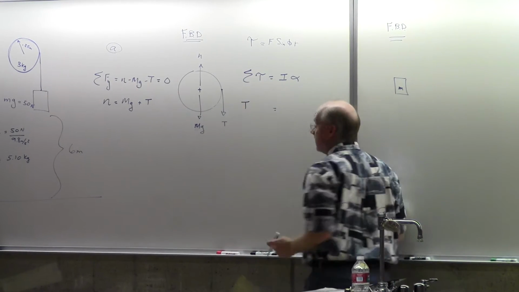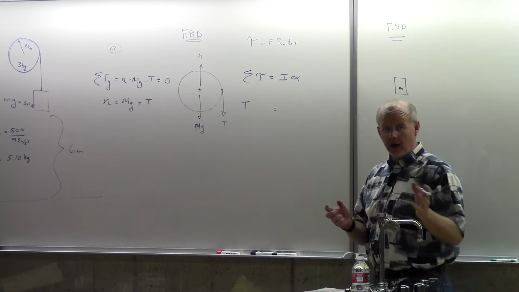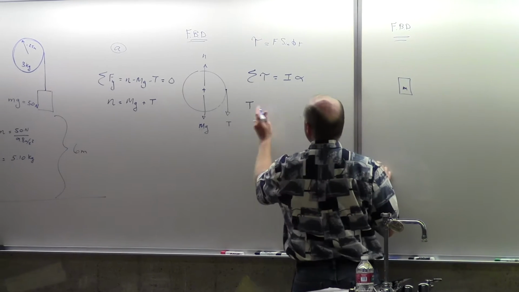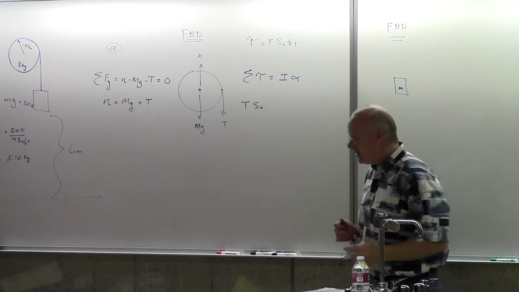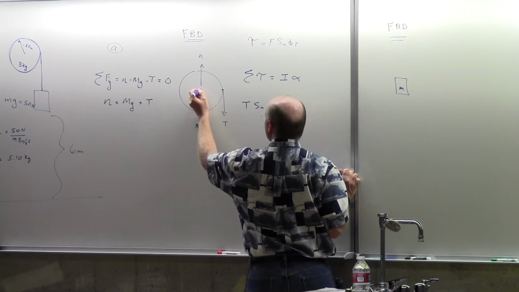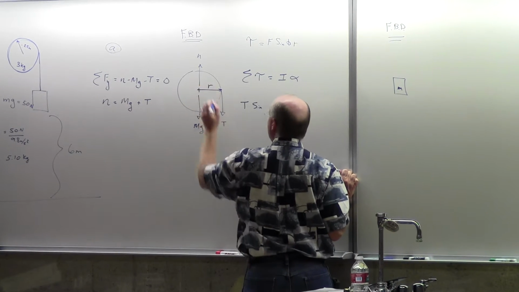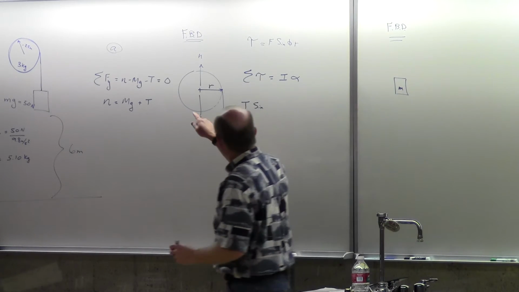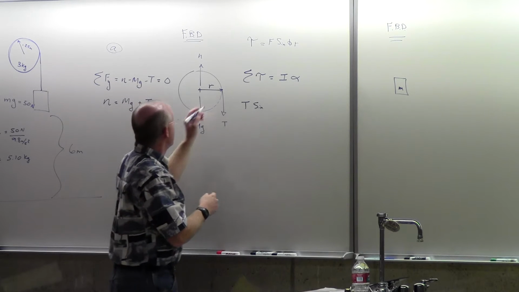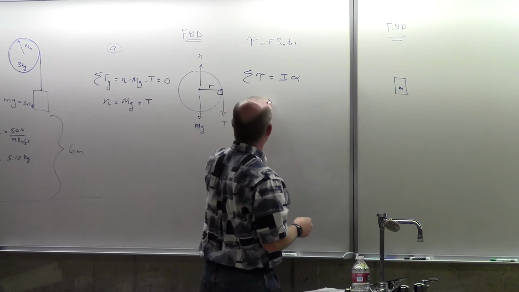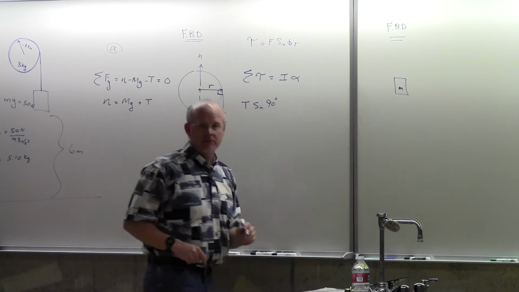Tension, sine of 90 degrees. You see that? This would be the R. There's the rotational point. There's where the force is acting as it wraps around. And it is 90 degrees. Good. And I even mentioned it last time.